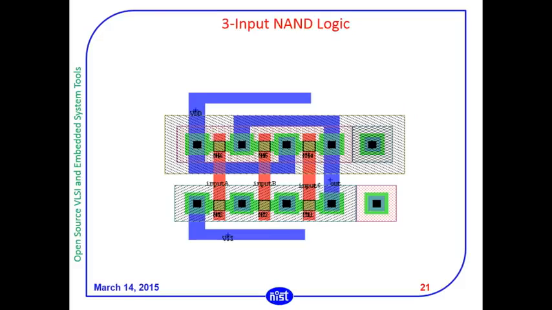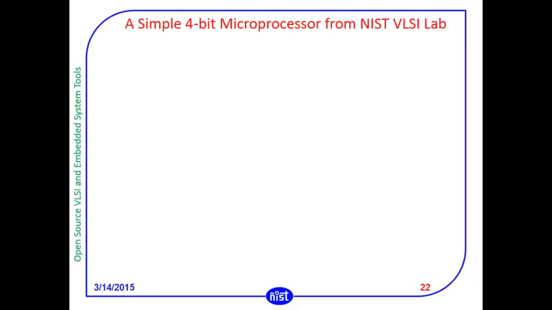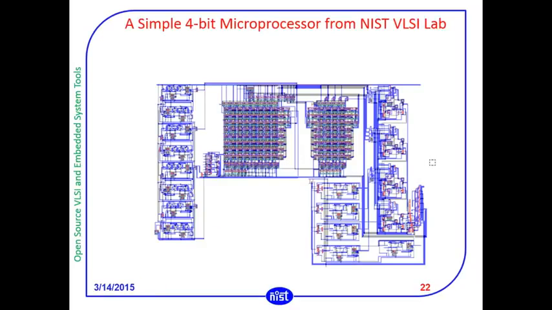This is a NAND gate. Have you seen this kind of NAND gate? You will learn, by the end of this course, how this NAND gate has been designed. And this is a simple 4-bit microprocessor which our students have designed for this course using the Magic tool. That's the power of the Magic tool.